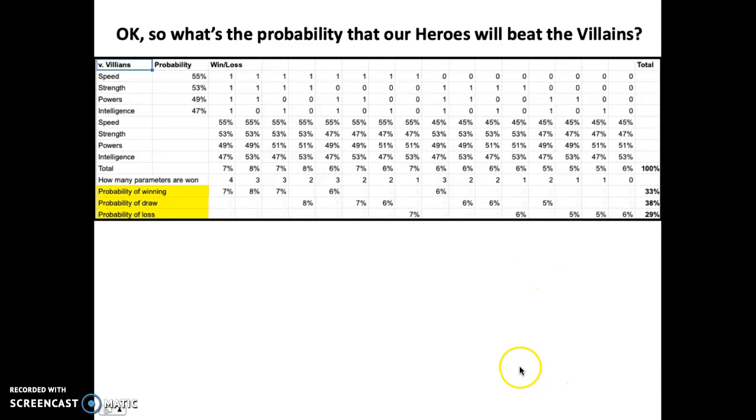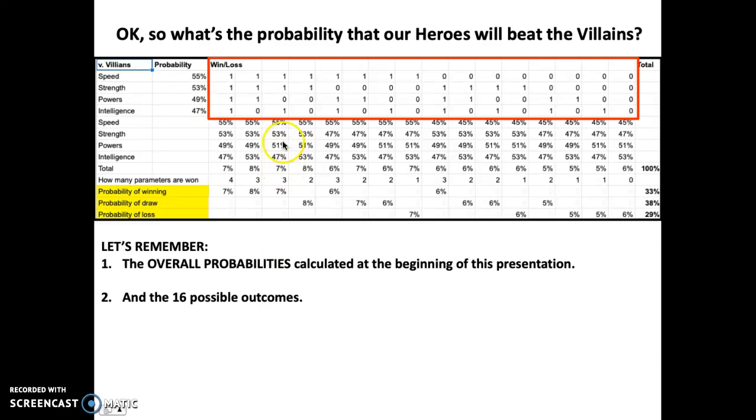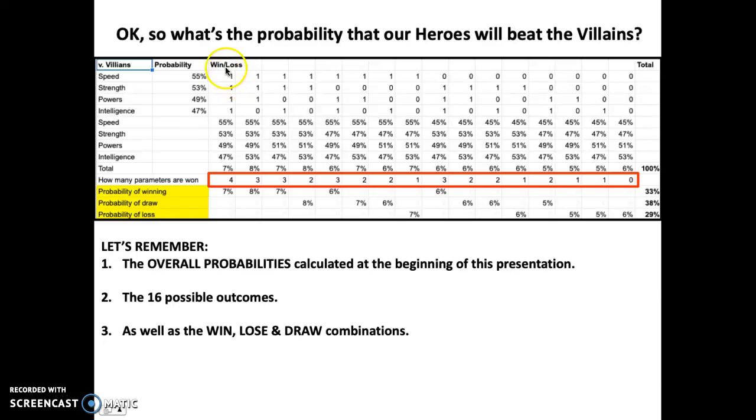First, let's remember the initial overall probability that we calculated at the beginning of this video. I told you they'd come back into the picture. Here are the 4 probabilities of the Gene Team beating the villains. Now let's remember there are 16 possible outcomes, laid out in the extremes of one team beating the other across all 4 measures. Finally, here are the win, draw, and lose combinations for each of the outcomes.